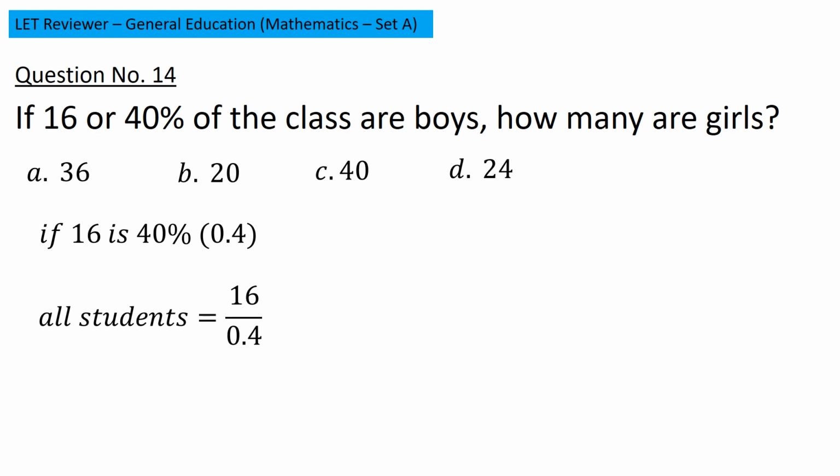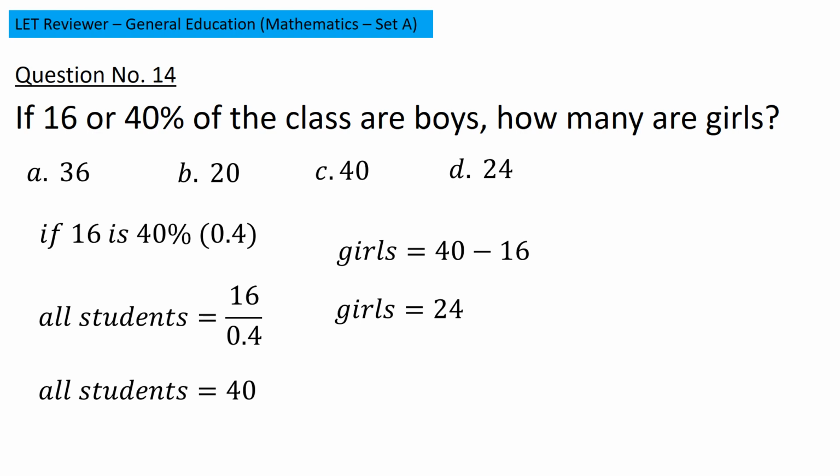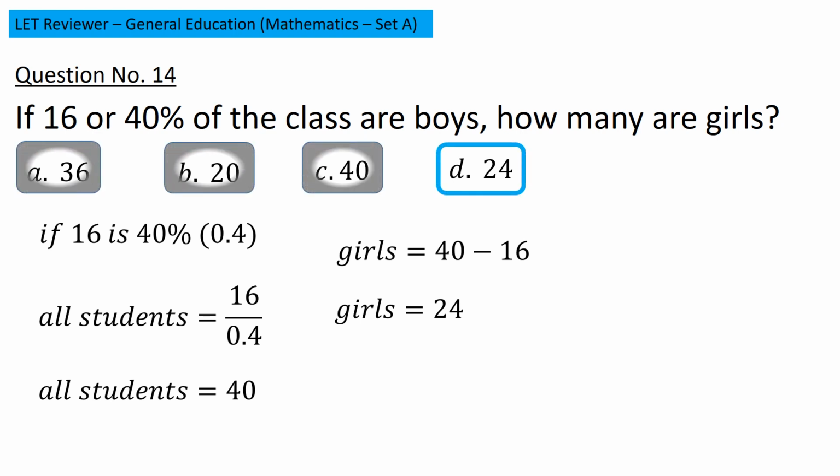So, 16 divided by 0.4, that will give us 40. So, 40 is the total number of students sa class. So, 40 yung total natin, 16 doon ay boys. So, to determine the number of girls, you subtract 40 by 16 and then you will get 24. So, that means there are 24 girls in the class. So, our answer here is letter D, 24.